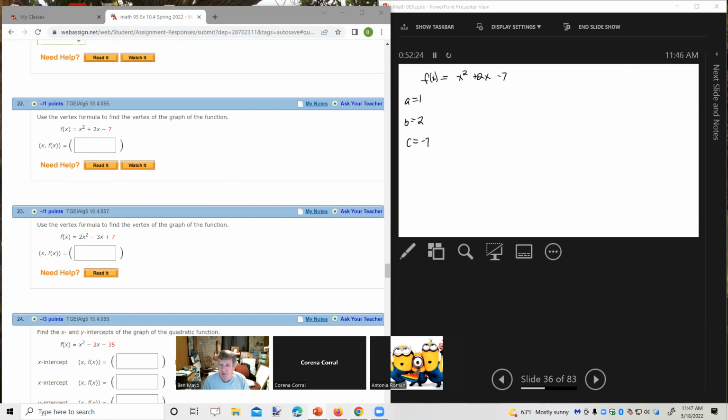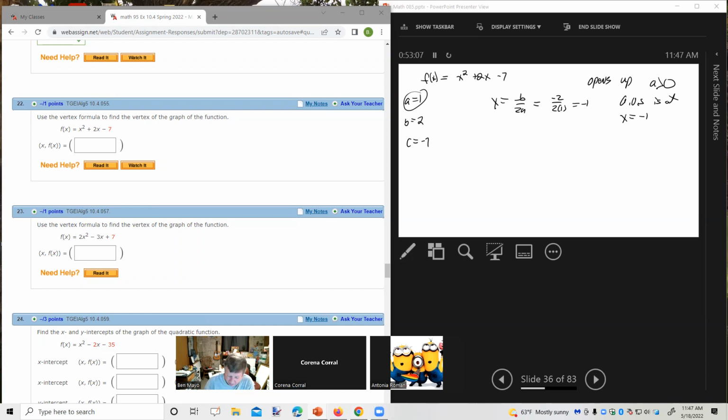Let me ask you this. Does this thing open up or down? Up. Okay, good. Because A is greater than 0. All right. So to find the axis of symmetry, you're going to use the formula x equals -b over 2a. So what is that going to give you? -1. Because you're going to get -2 over 2 times 1, which is -1. So the axis of symmetry is at x equals -1.